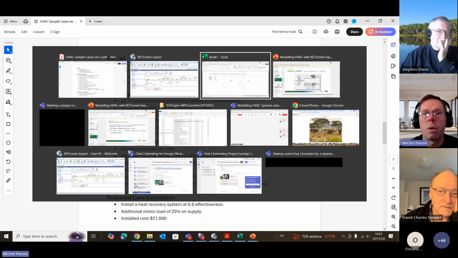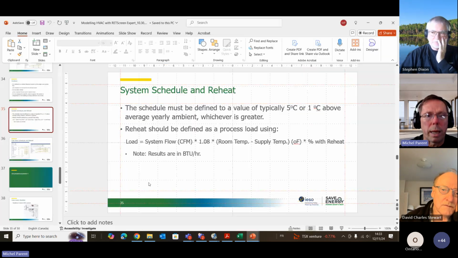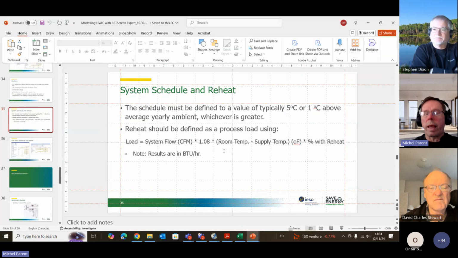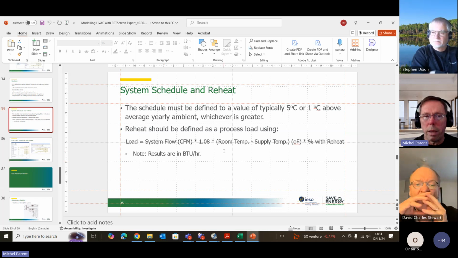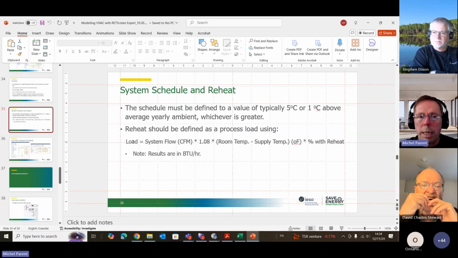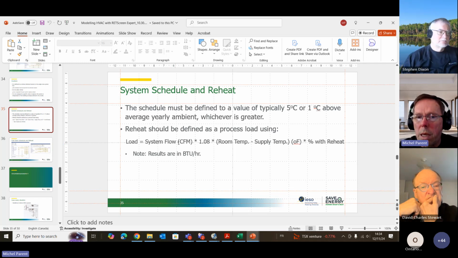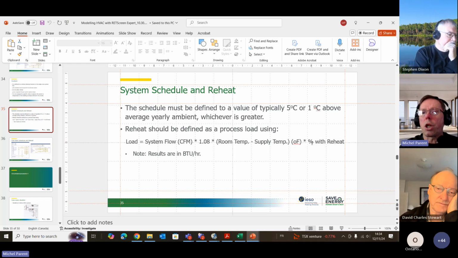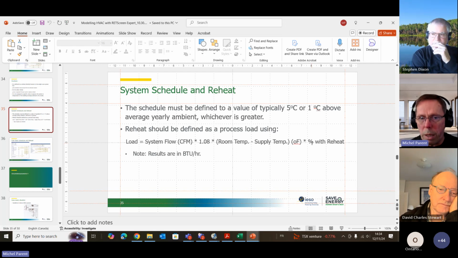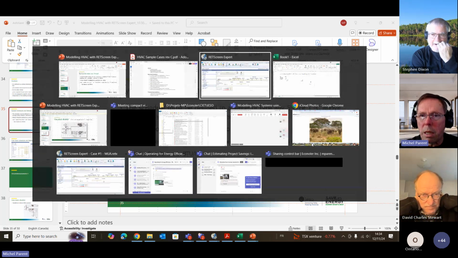So what I'm going to do is go back into one of the slides that we had the last time. The flexible method to calculate your reheat is to use this equation, which is a very simple equation. It's CFM. It's all in BTU hours, by the way. CFM times 1.08 times the room temperature minus the supply temperature times the percentage of the flow that will be subject to that reheat. Obviously, there's things in there that you will have to assume. It's not all easy to get, but the equation itself is really easy.